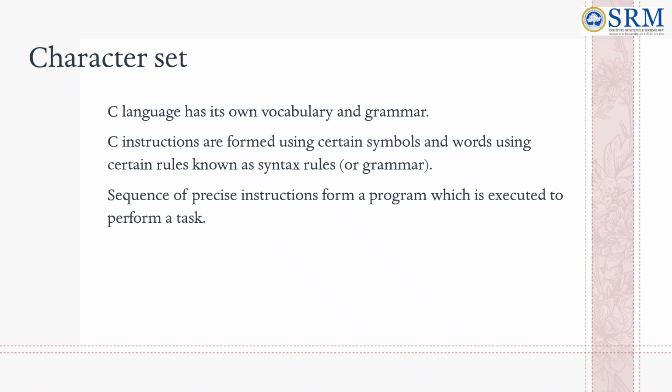Similarly, a C program has its own character set. C language has its own vocabulary and grammar. C instructions are formed using certain symbols and words using certain rules known as syntax rules, or grammar. A sequence of these precise instructions forms a program which is executed to perform a task.